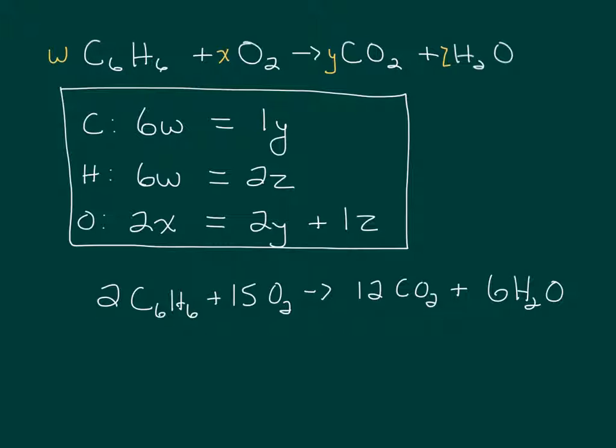And we can check it by balancing out the atoms. For carbon, 2 times 6 is 12, 12 times 1 is 12, good. For hydrogen, 2 times 6 is 12, 6 times 2 is 12, that's good. For oxygen, 15 times 2 is 30, 12 times 2 is 24, 6 times 1 is 6, 24 plus 6 is 30. Everything balances out. We're all set.